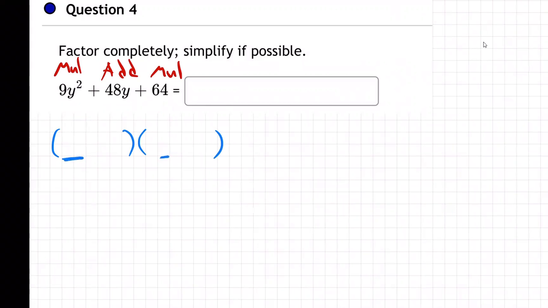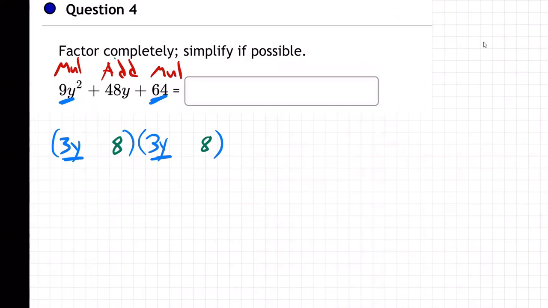The front times the front has to multiply to be the front. What times what is 9y squared? 3y, 3y. 3y times 3y is 9y squared, right? Now jump over here to the last multiplier. What multiplies to be 64? 8 times 8. Use your calculator if you're rusty on that. 8 times 8. No pluses or minuses yet. 8 times 8 is 64.